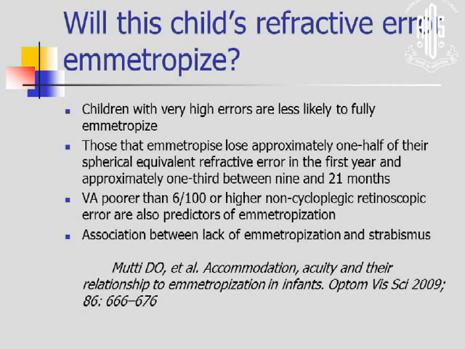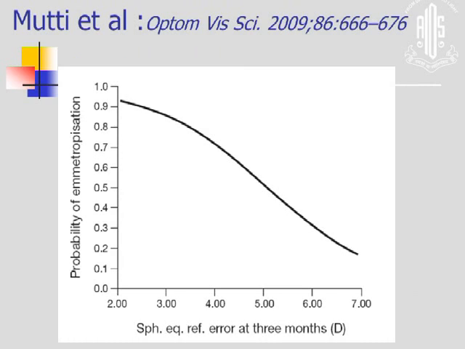approximately one third between 9 and 21 months of age. There was also, in this paper, a weak association between poorer vision and a higher non-cycloplegic retinoscopic error affecting this process of emmetropization. And finally, there is also an association between the lack of emmetropization and associated ocular deviations.